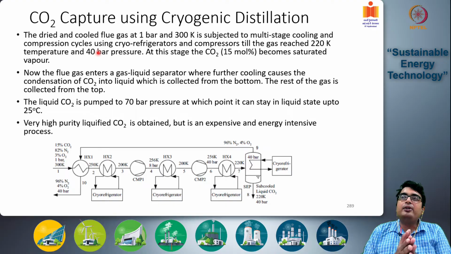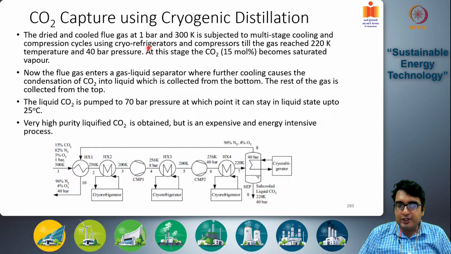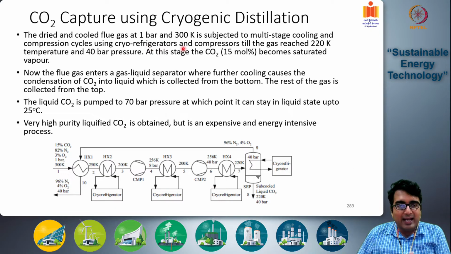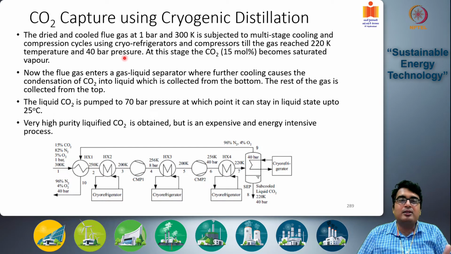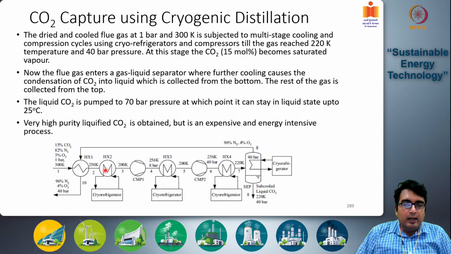So we are going to serially cool and compress this gas using a set of cryo refrigerators. They are called cryo refrigerators because they are cooling to very low temperatures, along with compressors, till the gas reaches around 220 Kelvin temperature and 40 bar pressure. So we are increasing the pressure from 1 bar to 40 bar and decreasing the temperature from 300 Kelvin to 220 Kelvin.